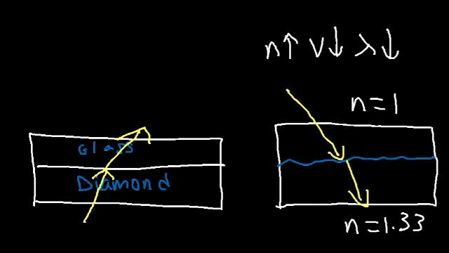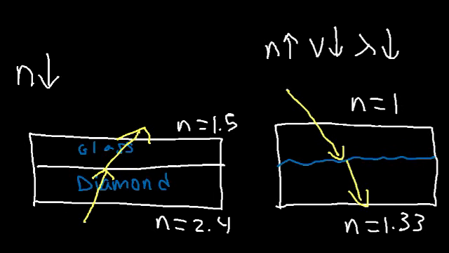Now, from diamond to glass, the reverse is true. The diamond has an index of refraction of 2.4, and for glass it's 1.5. So we're going from a material that has a high index of refraction to a material that has a low index of refraction. Therefore, n is decreasing. And whenever the index of refraction decreases, the speed of light will increase and the wavelength will increase as well, as light travels from diamond to glass.